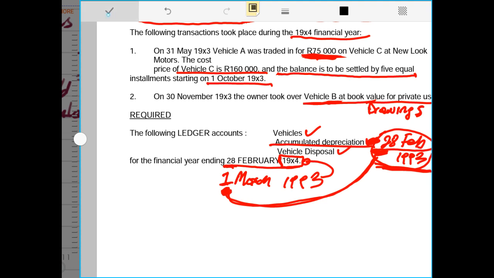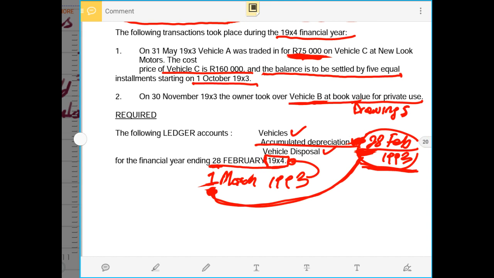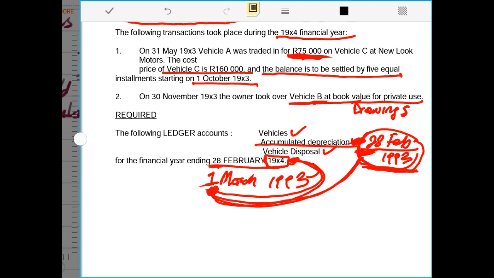I'm highlighting this because students get confused. So it means we need to calculate all the depreciations for all the assets, being motor vehicle A and motor vehicle B, until the end of February 1993. Then that becomes the opening balance of March 1993, which is the 1994 accounting period, starting 1st of March, and it will end on the 28th of February 1994.